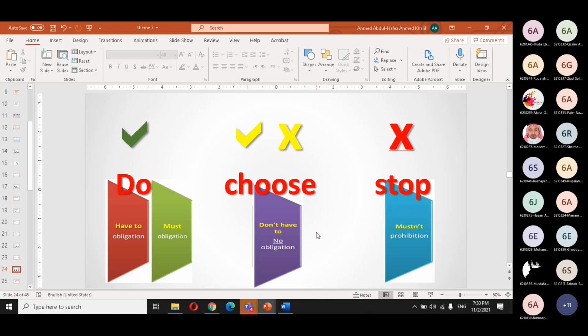Like what? When we say today is a holiday, today is Friday, I don't have to get up early. If it is Friday, you don't have to get up early. If you get up early, it's okay, you are free. If you get up a bit late, it's okay, no problem. So you choose. It's not necessary. هنا ما في إلزام ولا في إجبار، أنت اللي بتقرر. Okay?